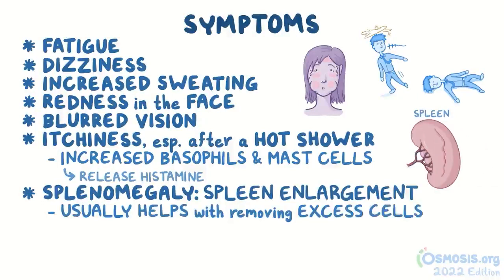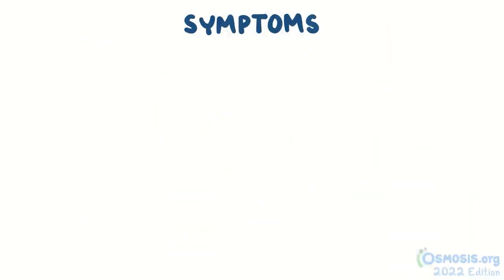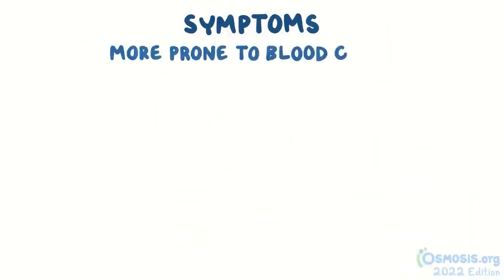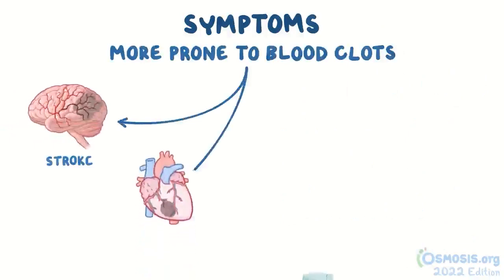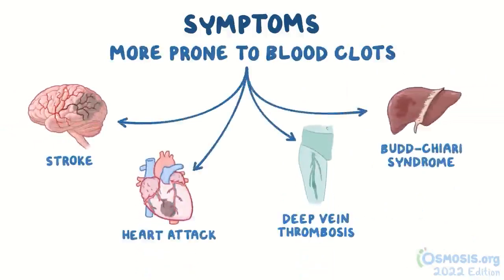High turnover of red blood cells can cause buildup of uric acid, which leads to the inflammation of joints or gout and kidney stones. Individuals with polycythemia vera are more prone to blood clots and their complications like stroke, heart attack, deep vein thrombosis, and Budd-Chiari syndrome, which is when the liver veins are blocked by a blood clot.